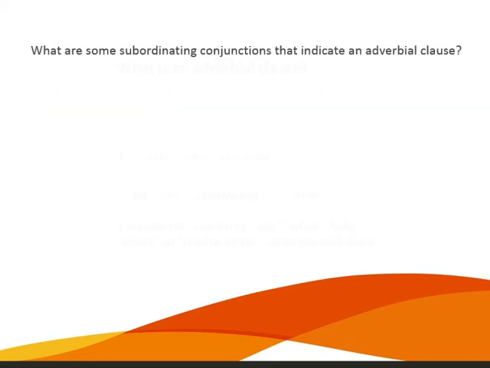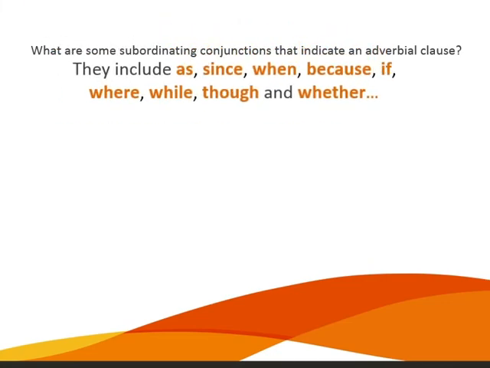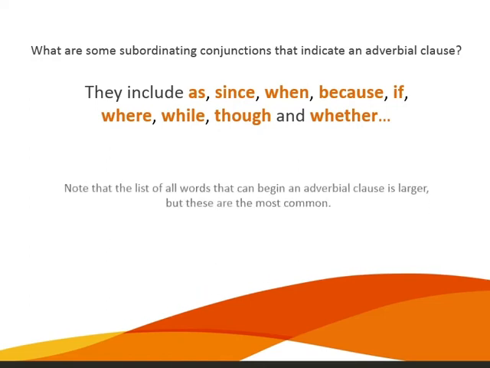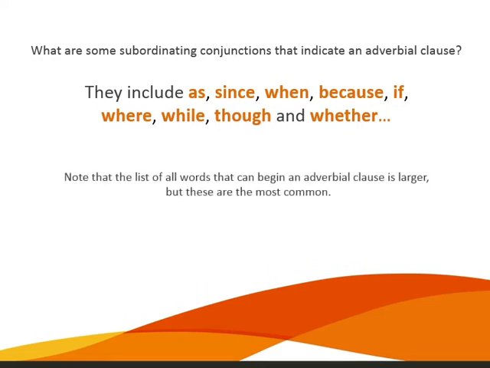Okay, great. Are there any words that indicate an adverbial clause? There are indeed. They are called subordinating conjunctions, and knowing these conjunctions is the best way to identify an adverbial clause. They include as, since, when, because, if, where, while, though, and whether. Note that the list of subordinating conjunctions is larger, but these are the most common.